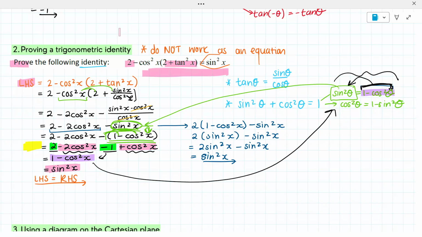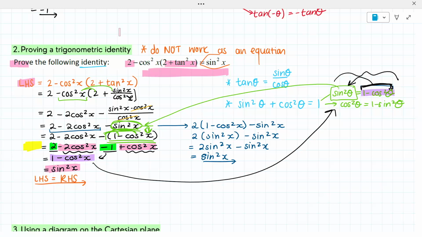So guys, just on that point that Kirsten's just made there, this is why I'm saying you pick a side to work with. So I picked the left-hand side because that was the more complex side. That was the side I could manipulate to eventually show that it is sine squared x. Right now, you've been told to prove it. You don't know that the statement is true. You don't know that the left is equal to the right.